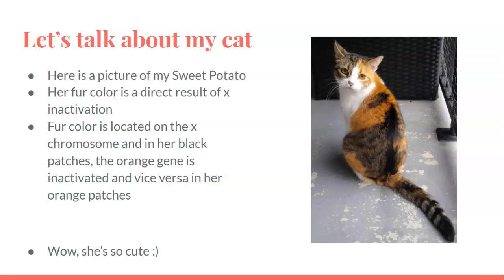Now, one of her X chromosomes is coded for black, and one of her X chromosomes is coded for orange. And you can distinctly see which cells in her body have the black X chromosome inactivated and have the orange X chromosome inactivated. You can see that in the patches of her fur. Anyways, I'm just going to leave this up for an extra second so you can stare at her cuteness for a sec. But that is a perfect example of X inactivation.